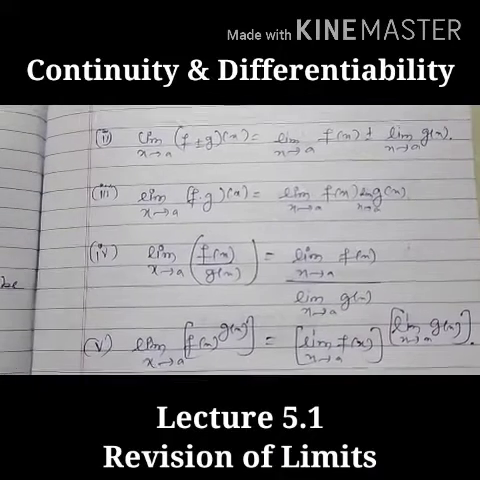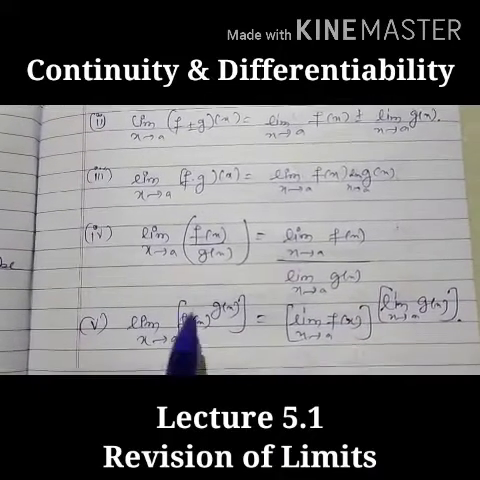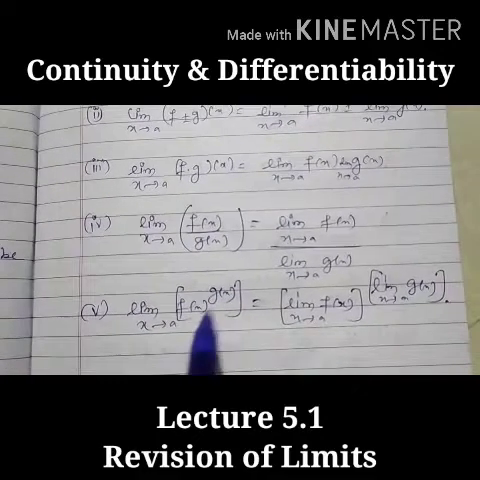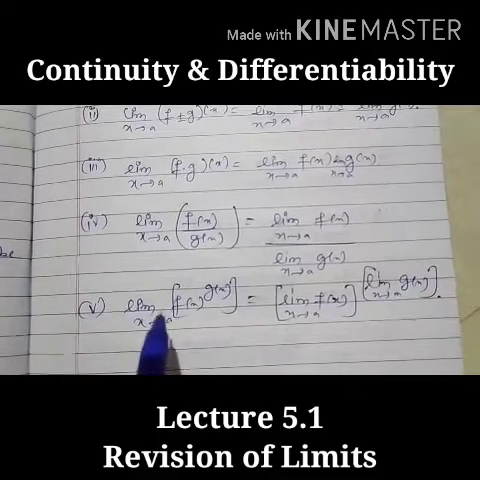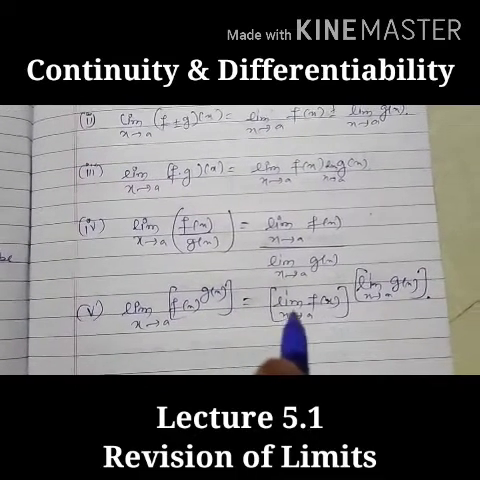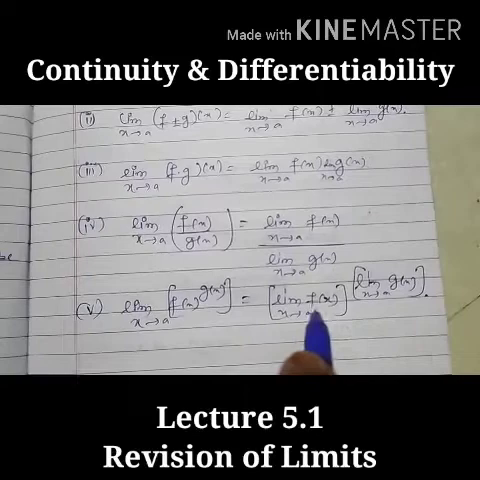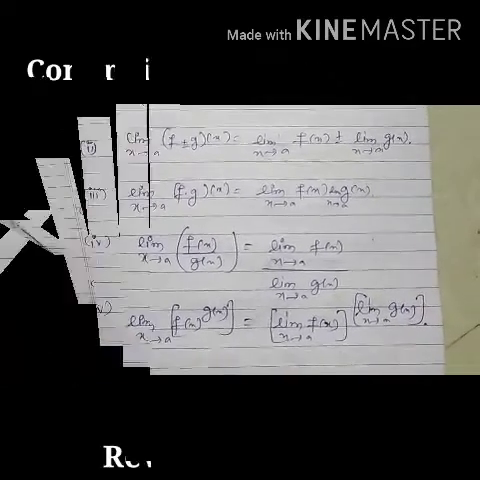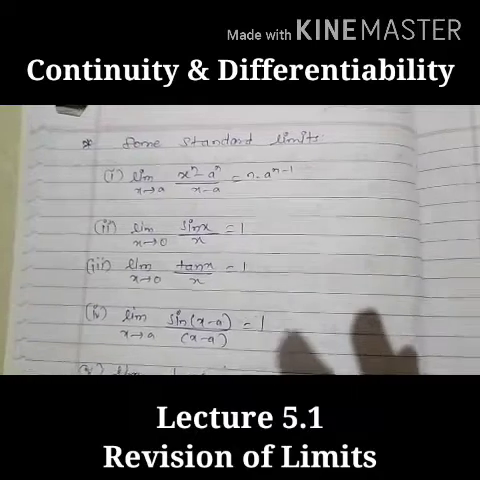Now the fifth one, limit as x tends to a, here the exponential form is there, f of x raised to g of x. Here also we will give the limit to both the base and the power of this. So limit as x tends to a of f of x raised to limit as x tends to a of g of x. Understood? Now we'll see some standard limits.